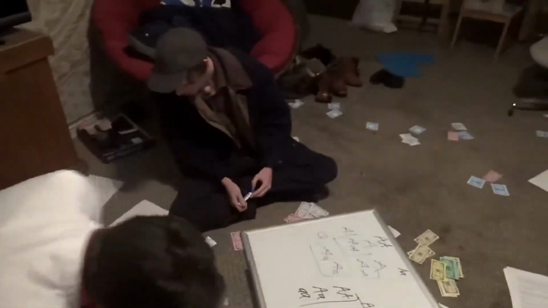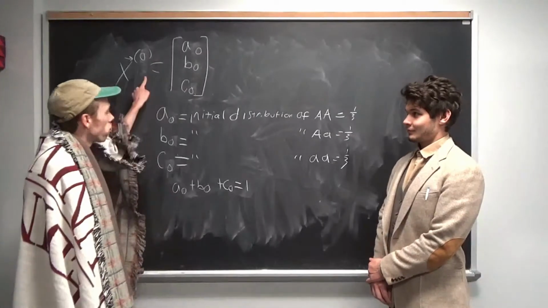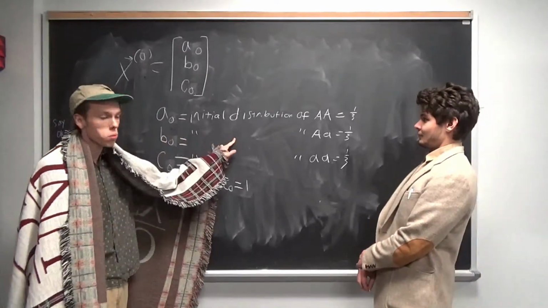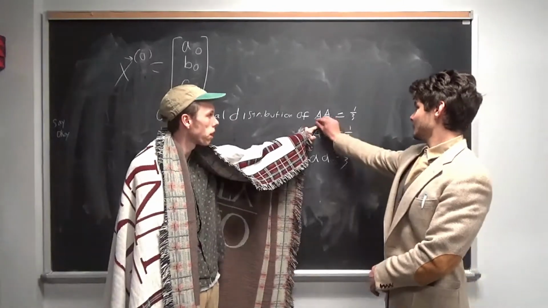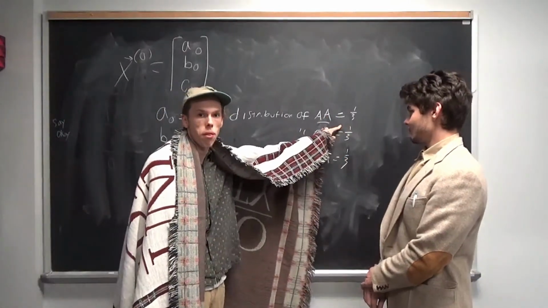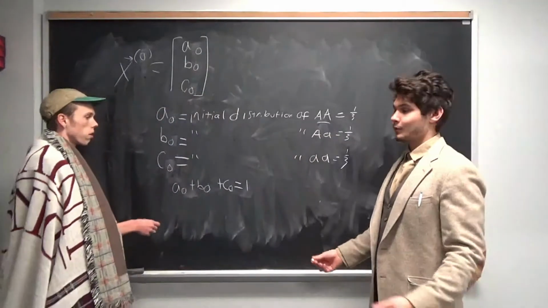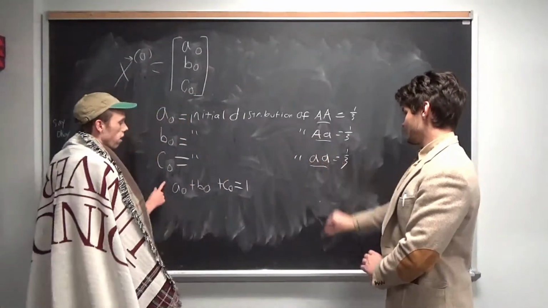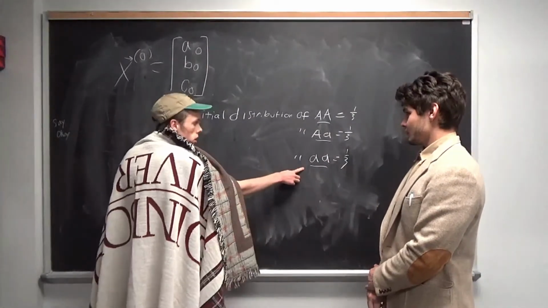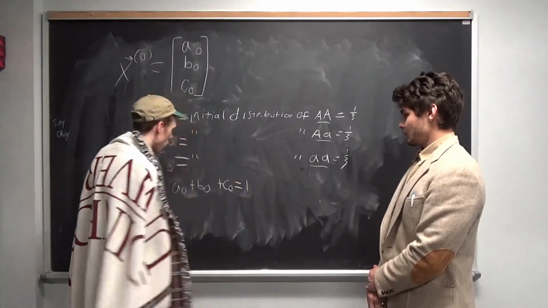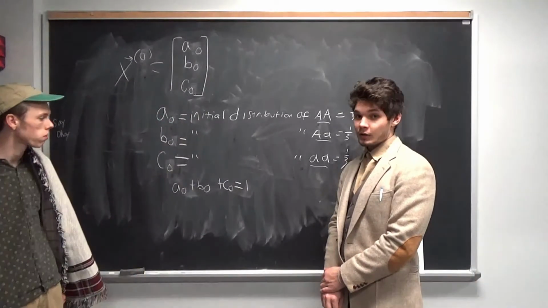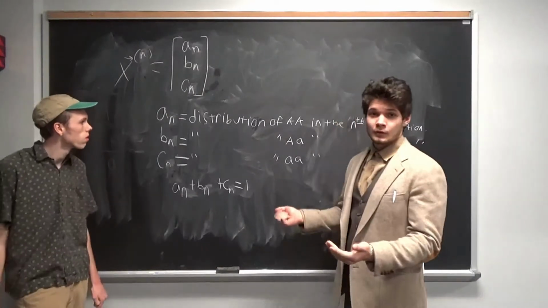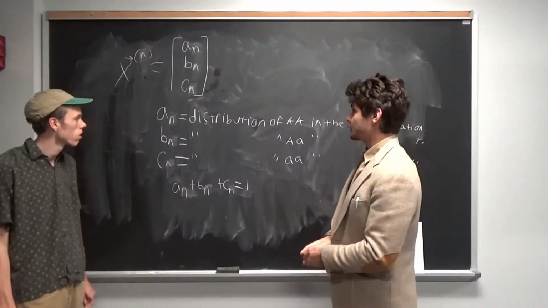Alright, let's keep going. Okay, x0 is going to be our vector of initial conditions, where a sub 0 is going to be the initial distribution of the genotype capital A, and here we're going to let all of these equal 1/3. An evenly distributed population. b sub 0 is the initial distribution of capital A, lowercase a, and c sub 0 is the initial distribution of lowercase a. And because they're fractions of the overall population, it's going to have to add up to 1. Okay, it stands to reason that this is true of just about every generation.